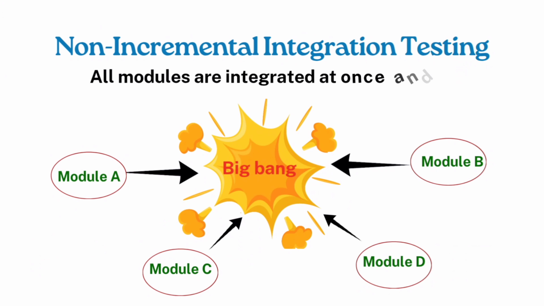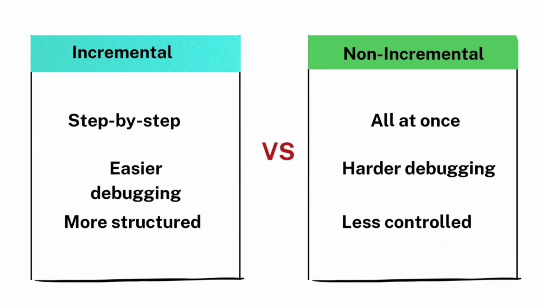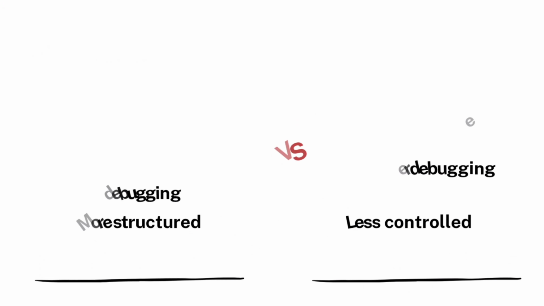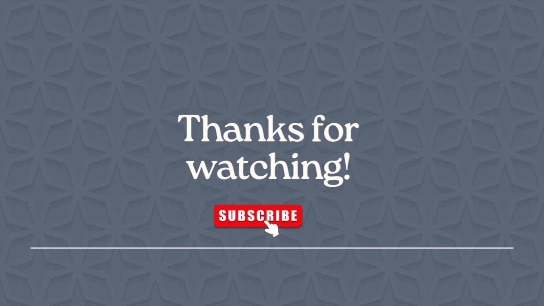In non-incremental integration testing, also known as Big Bang testing, all modules are integrated at once. This approach makes defect isolation difficult. Incremental testing is more structured and easier to debug, while non-incremental testing is faster but riskier. To summarize, integration testing ensures that combined modules work smoothly together. In our next video, we'll deep dive into system testing.